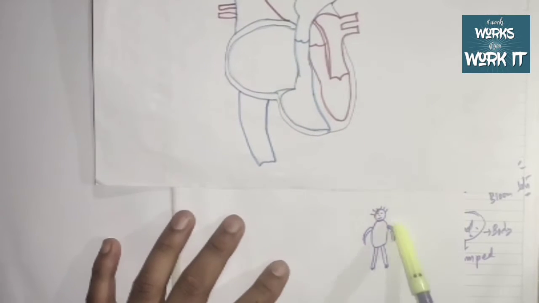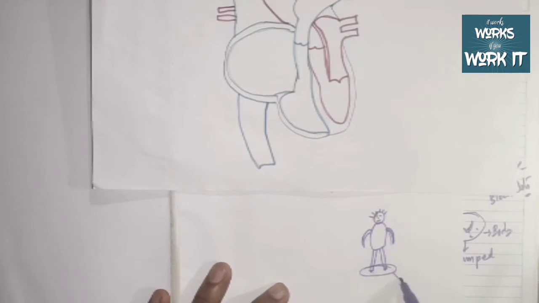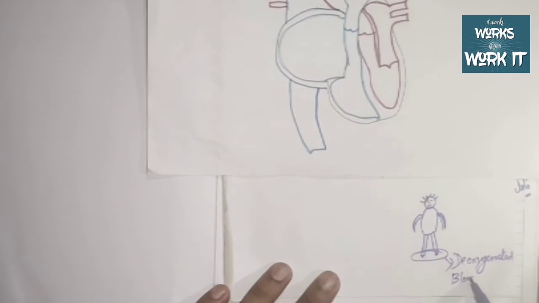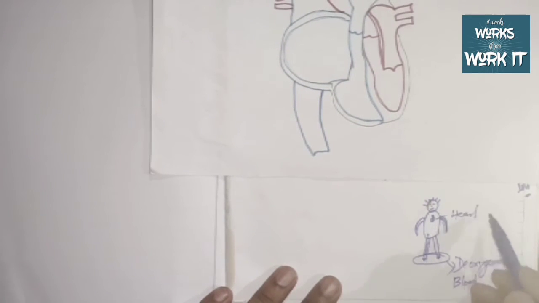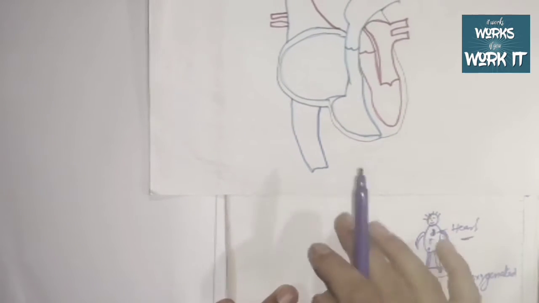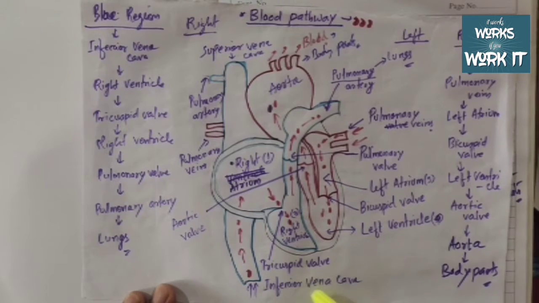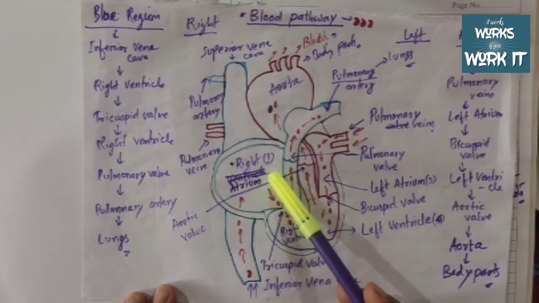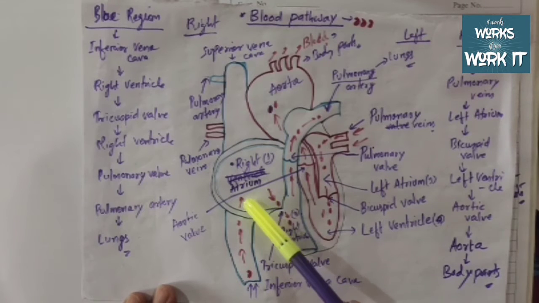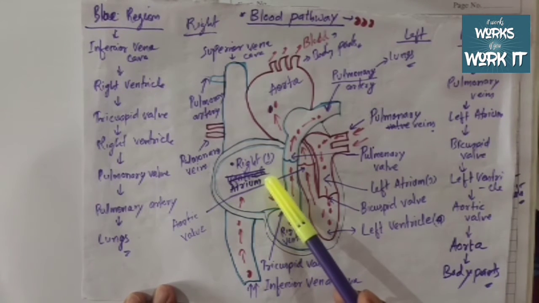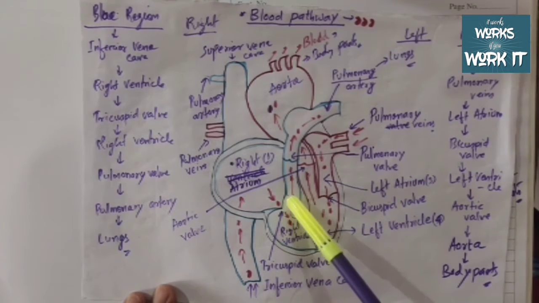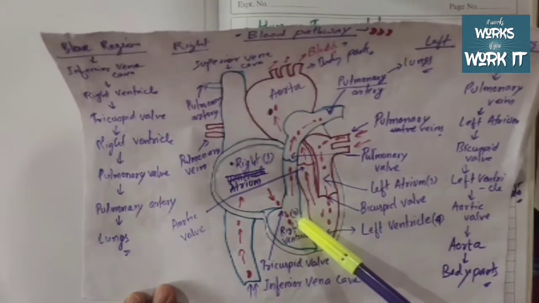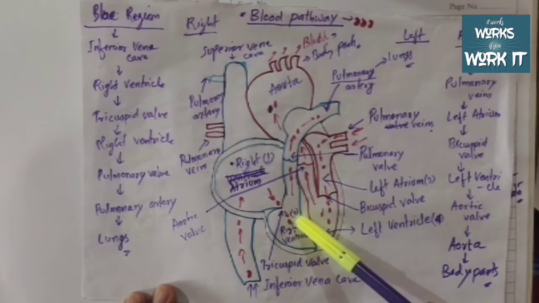So we will start the journey of the blood pathway from the toe region where the blood is deoxygenated. And this blood needs to go to the heart and from the heart to the lungs where the blood will be oxygenated. So the blood first enters from the inferior vena cava and reaches the first chamber, that is the right atrium, where the right atrium relaxes when it receives the blood and contracts when it pushes the blood towards the tricuspid valve, and from there the blood reaches the next chamber, that is the right ventricle.